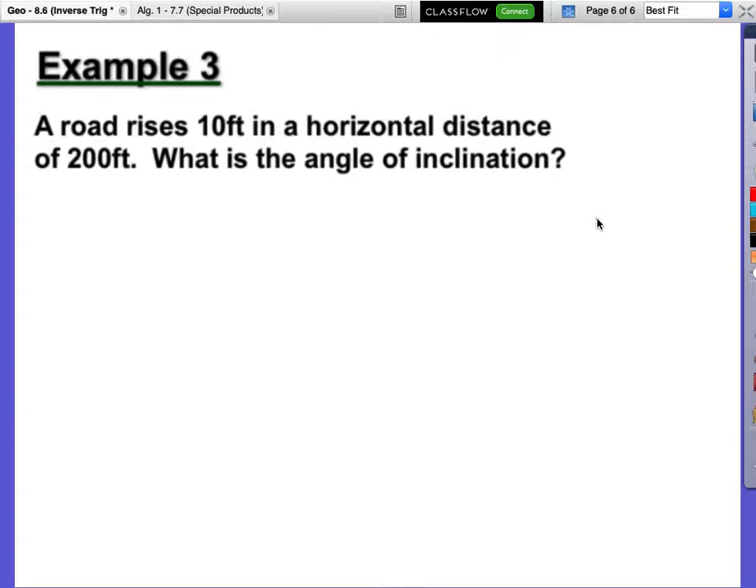So the road rises 10 feet in a horizontal distance of 200 feet. What's horizontal mean? Sideways. Straight left and right. So we know there's going to be a straight left and right length. And how long is the straight left and right length? The horizontal distance of 200 feet. So we know this is 200 feet. What's it say about the 10 feet? What's that doing? It's rising. So it's going to go up. It's going to rise straight up.